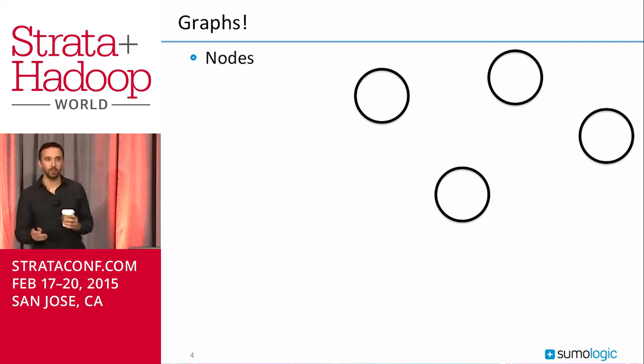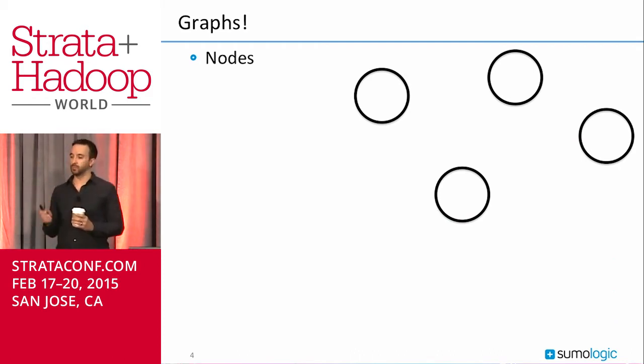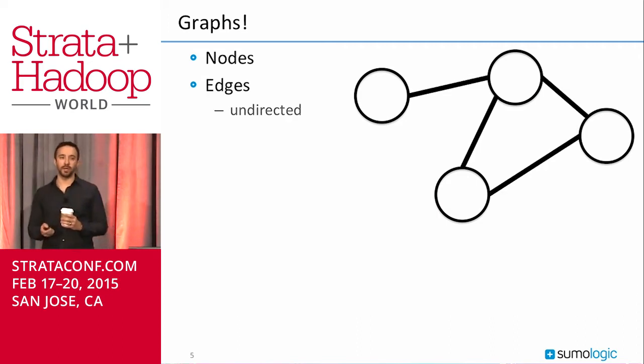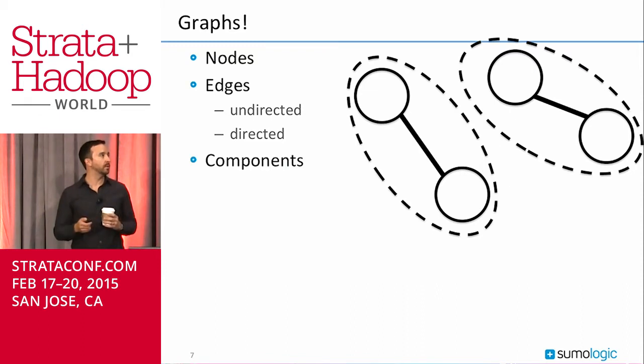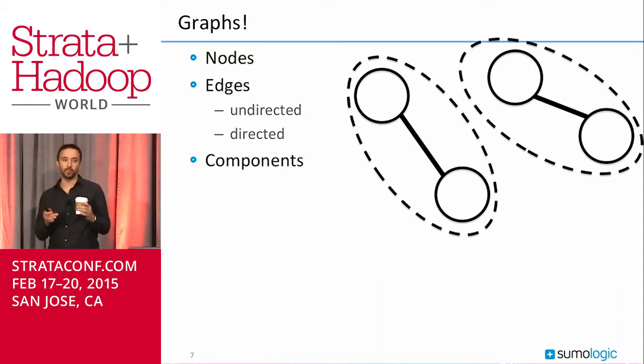So very, very quick, we'll go through this. Just graphs. What are they, right? You have nodes. You have edges. They might be undirected, and they're connecting the different nodes. They could also potentially be directed, and they can be used to separate the nodes into components by whether or not they're connected by the edges.